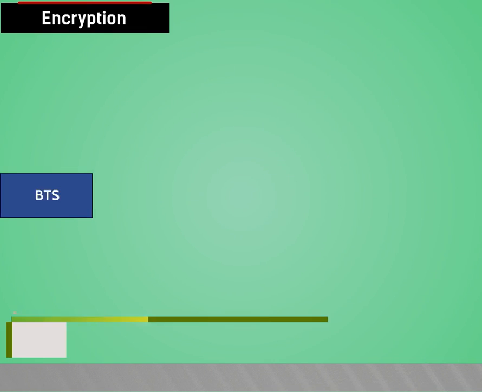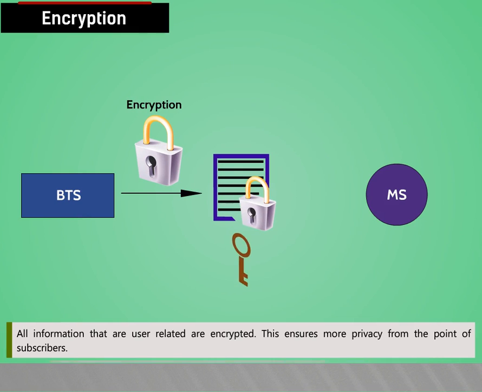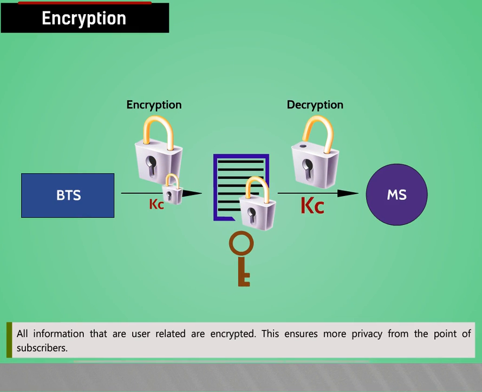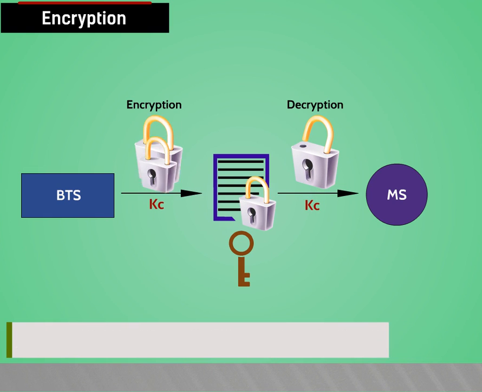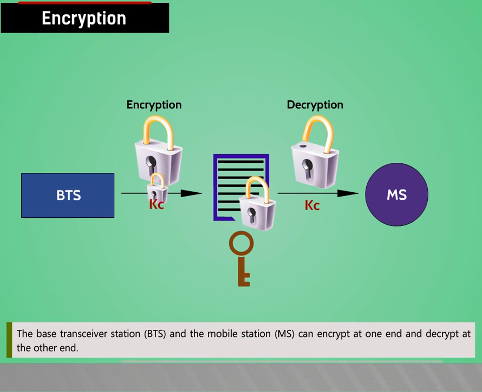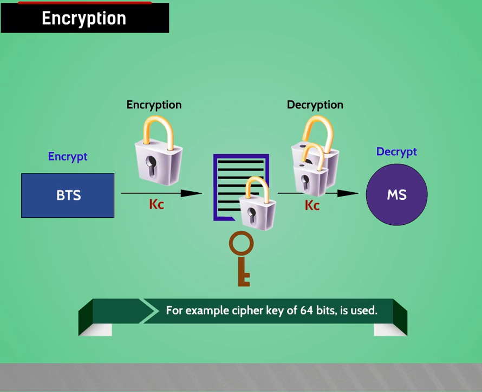Encryption. All information that is user-related is encrypted. This ensures more privacy from the point of subscribers. If the authentication process is over, the base transceiver station and mobile station can work with proper encryption by using cipher key, say KC. The base transceiver station, that is BTS, and the mobile station, that is MS, can encrypt at one end and decrypt at the other end. For example, a cipher key of 64 bits is used.